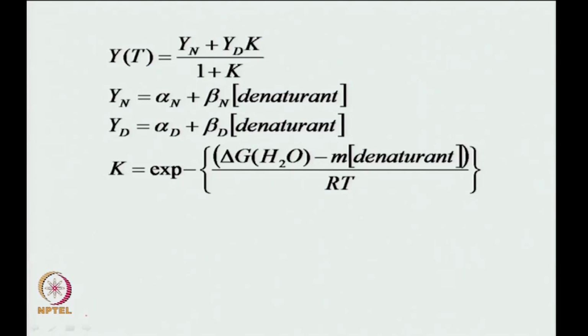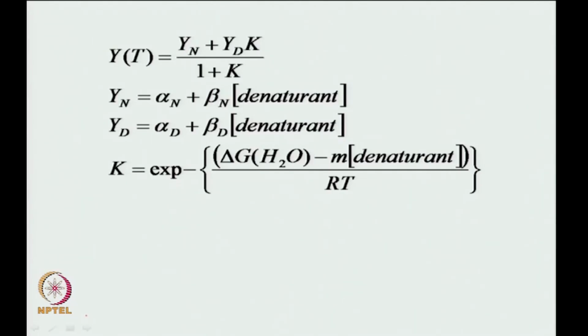In that case, you had what? You had m n times T, because you are varying temperature, plus an intercept, say A of n or B of n. In this case, what are you varying? You are not varying temperature, you are varying denaturing concentration. That is why you see it is y n is equal to an intercept alpha n plus beta n, which is the corresponding slope of that native state as a function of denaturant. See, the hypothesis or the approach is very much the same. The only thing that is changing is, instead of temperature dependence, you have a concentration dependence on the denaturant. That is the only change you are doing.